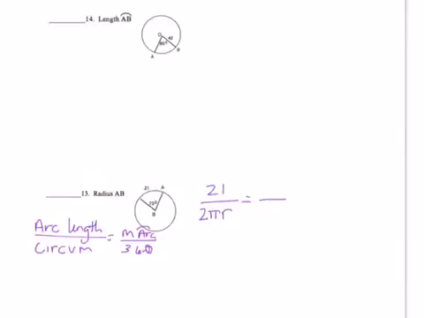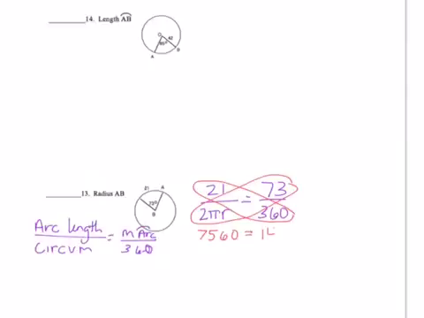And then on this side of the equation, I'm doing my measures. So I have to do the part of the measure over the whole measure. So it's going to be 73 over 360. And when I do this, I cross multiply. I take these two and multiply them together, and I get 7,560 equals, and then when I multiply these two together, I get 146 pi r. I don't multiply out the pi because that makes it a messy number, so I keep it as pi.